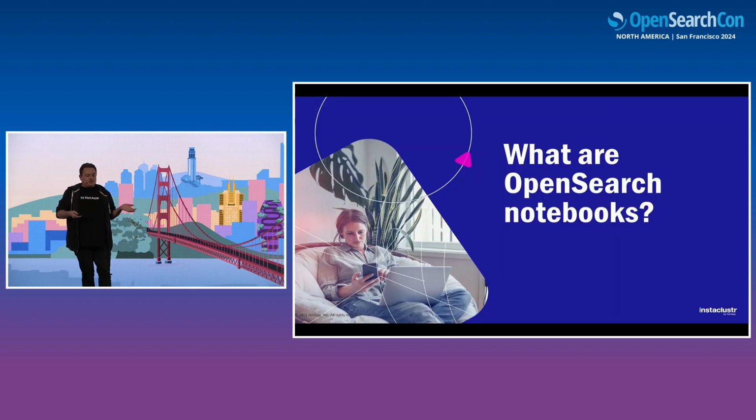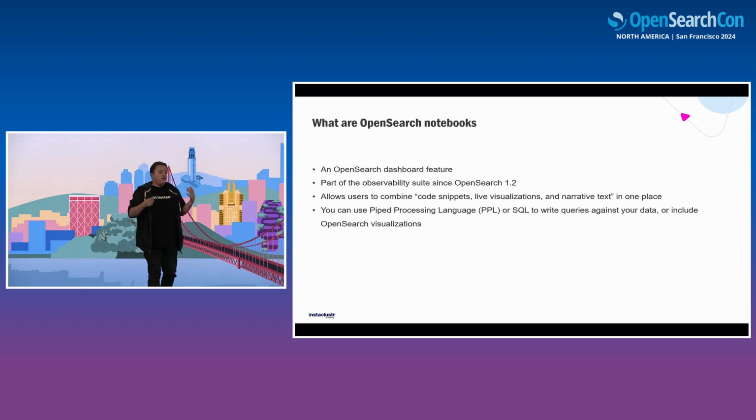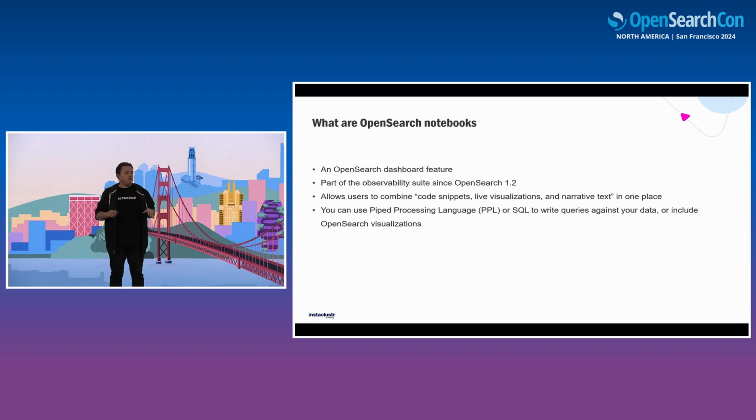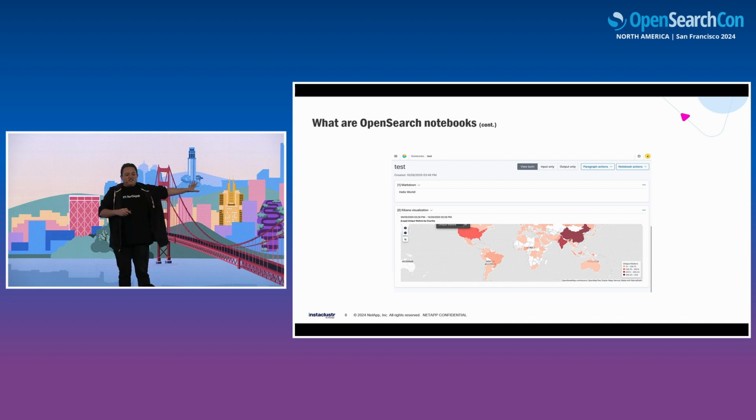So what are OpenSearch notebooks? What's under that little tab? They've been on OpenSearch Dashboards since OpenSearch 1.2. They allow users to combine code snippets, visualizations, and narrative text in one place. You can use Piped Processing Language or SQL to create queries against your data, and you can include OpenSearch visualizations that you have already created for your dashboards, or you can create new visualizations just for your notebooks. So this is an example of a notebook. You can see the markdown and the visualization there.